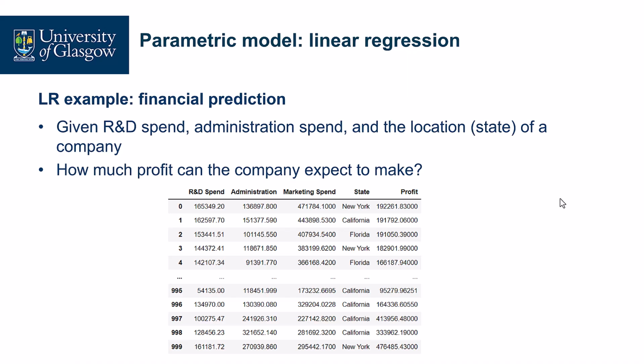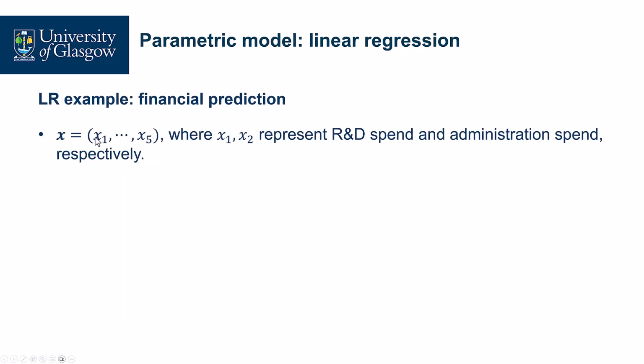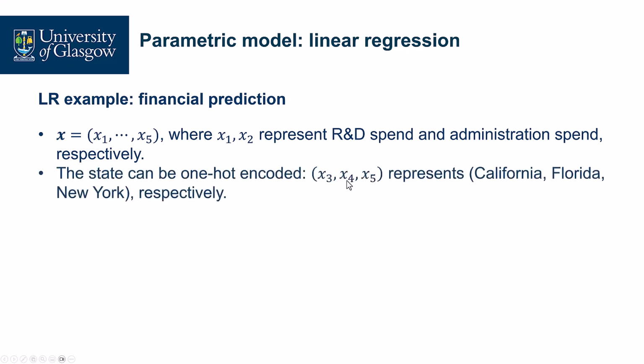Data representation: one-hot encoding, or dummy encoding if you want. We can do it like this. We provide X with 5 elements. X1 and X2 are the R&D spend and the administration spend. X3 to X5 are the one-hot encoding of the location. In this way, there are 5 inputs, and the output Y is a scalar. This is the profit. So we want to learn this model.